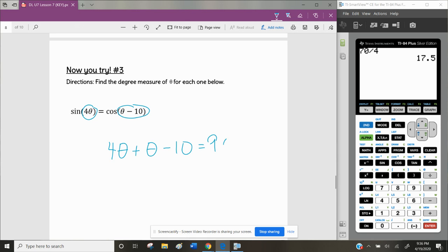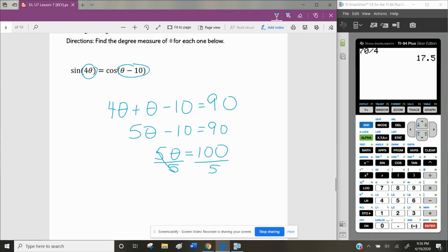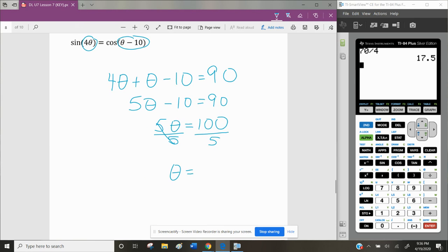So all I'm doing is taking the angles that the sine is being acted on and the cosine is being acted on, and I'm adding them to 90. Sorry, setting them equal to 90. So when I add 10 to both sides, 90 plus 10 is 100. Remember, theta is my variable. The opposite of multiplying by 5 is dividing by 5. So theta would be 20 degrees for this problem.